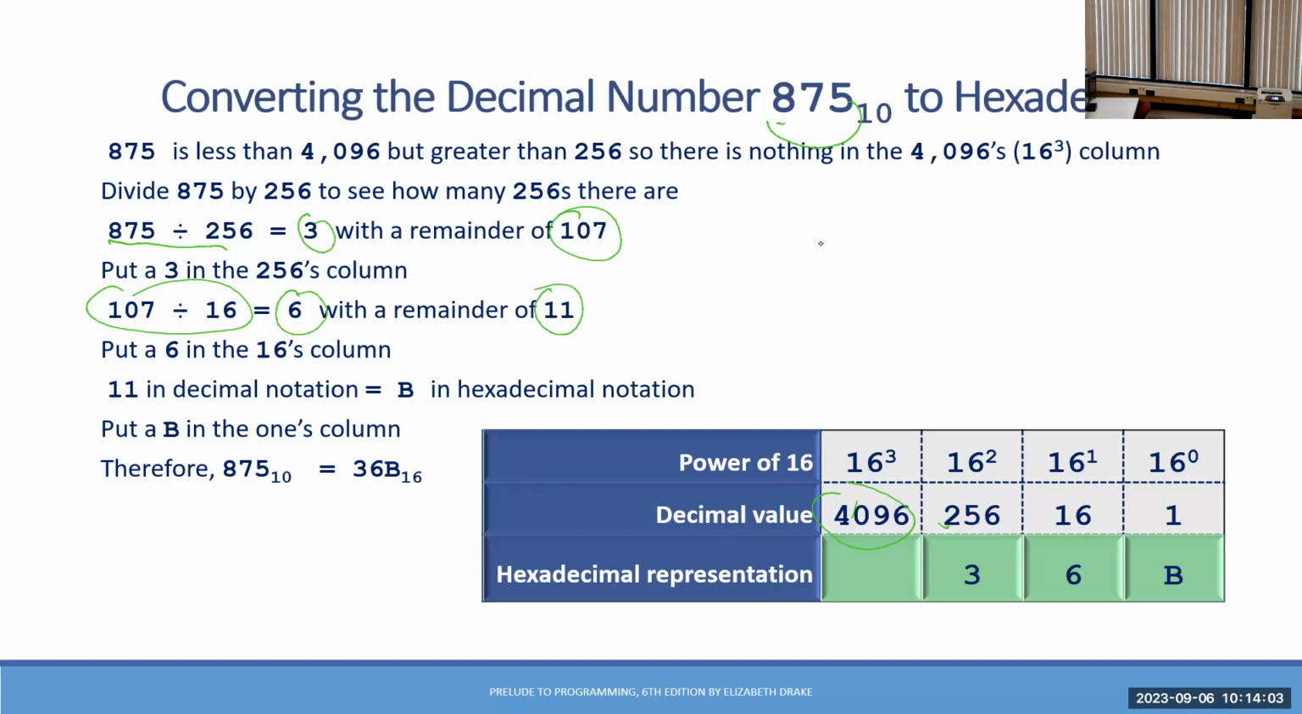So see, I need 3 from them, 6 from them, and 11 from them. Right? That's the process you convert from the decimal to the hexadecimal. The same, you work from the left to the right. Make sense?